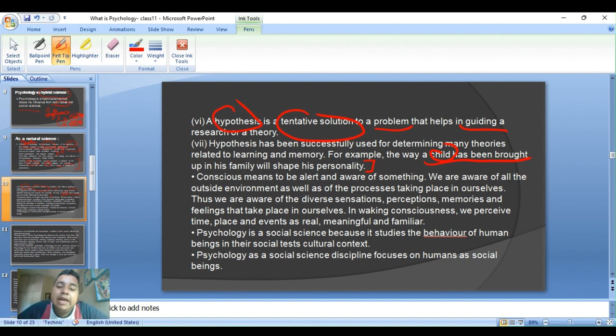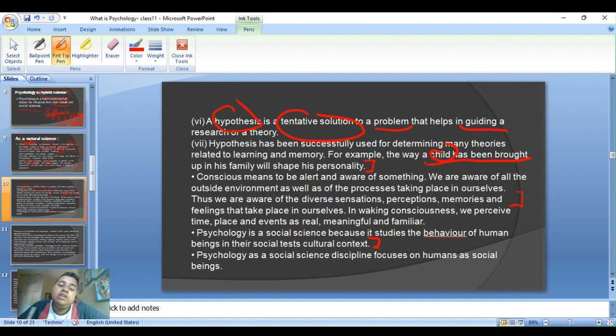Conscious means to be alert and aware of something. We are aware of all the outside environment as well as of the processes taking place in ourselves. Thus, we are aware of the diverse sensations, perceptions, memories and feelings that take place in ourselves. In waking consciousness, we perceive time, place, and events as real, meaningful, and familiar. Psychology is a social science because it studies behavior of human beings in the social, cultural context.